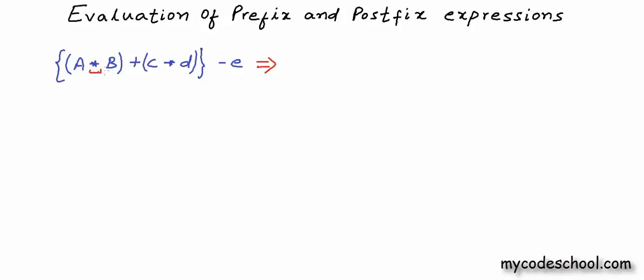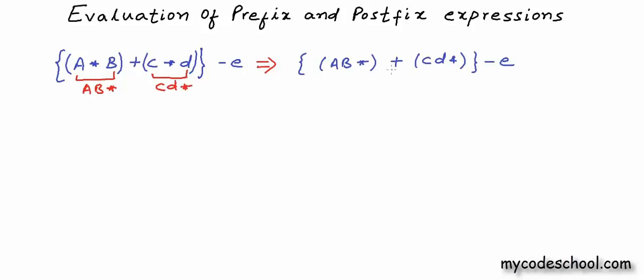Operands for this multiplication operator are a and b, so this a asterisk b will become ab asterisk. Now next we'll need to look at this multiplication. This will transform to cd asterisk, and now we can do the change for this addition. The two operands are these two expressions in postfix, so I'm placing the plus operator after these two expressions.